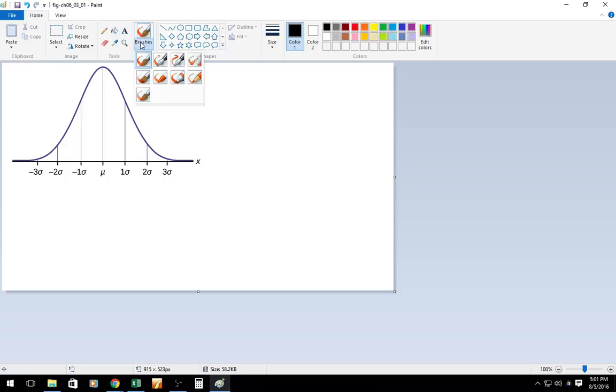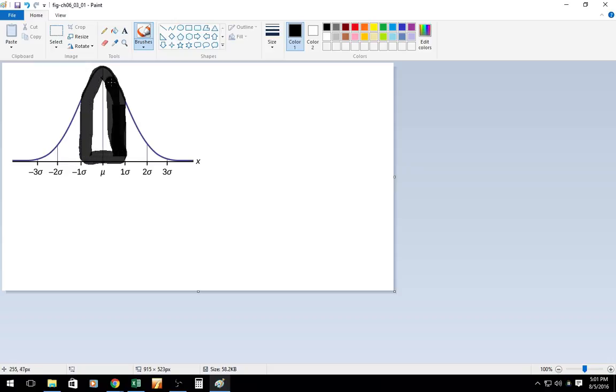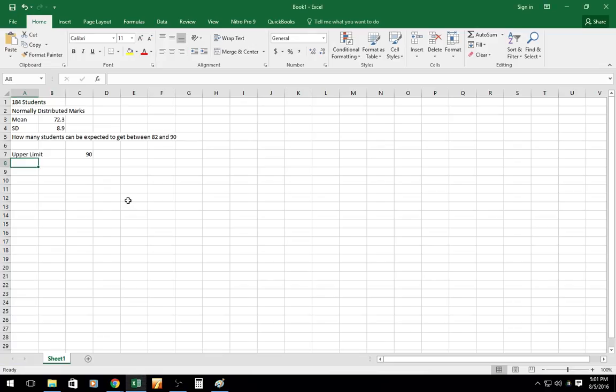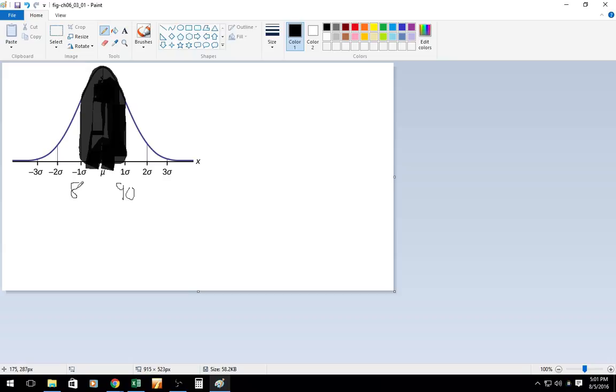Effectively, what we're going to do, and grab a marker. Let's say our Z score for 90 ends up being 1. Well, we want to know everything up to 1, but not past it. So it'll be something like this, where, I know this is terrible, this is what our 90 comes out to be. And then the lower limit was 82, so maybe the 82 ends up at 1 standard deviation. It's not going to, but just for an example, we want to find only the shaded area between those 2 points.